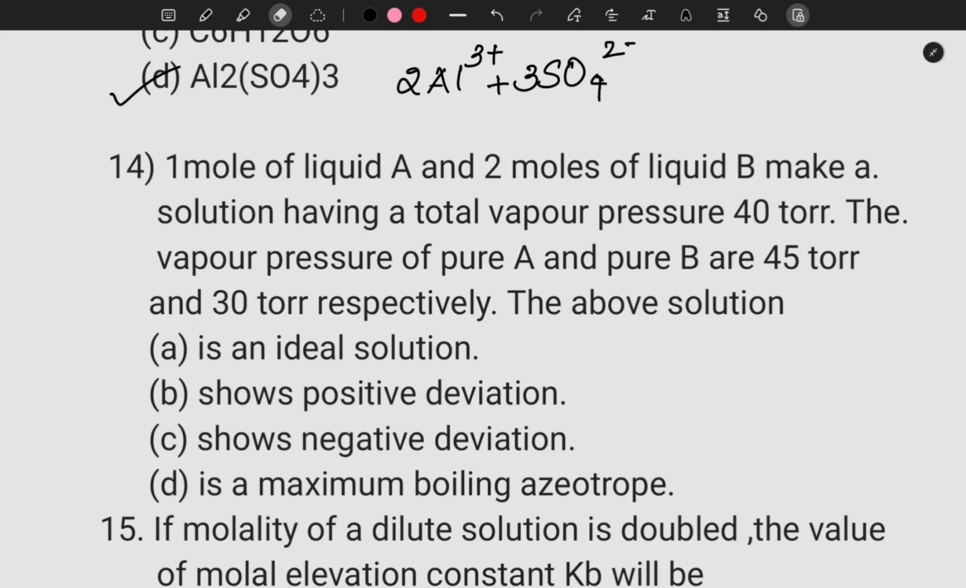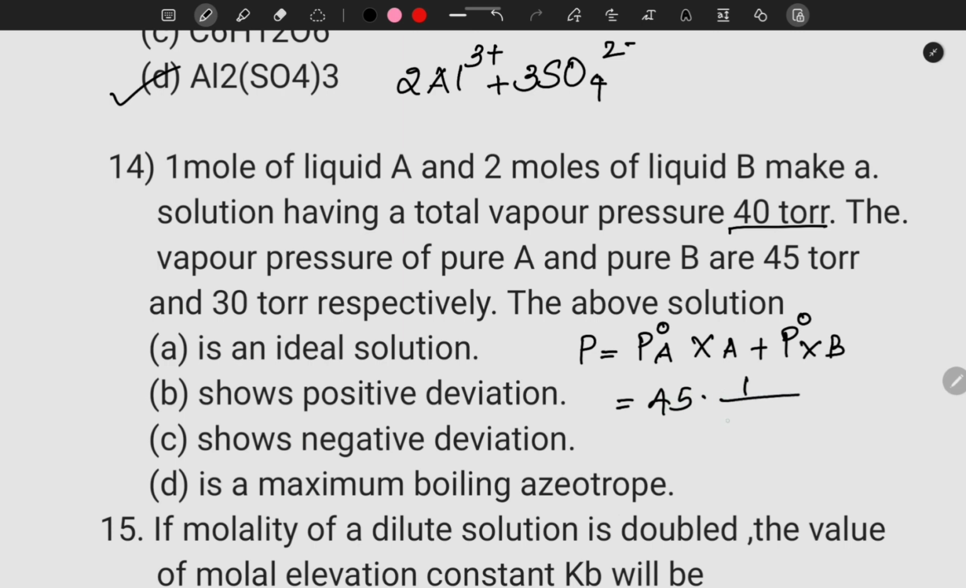Liquid A and 2 moles of liquid B make a solution having a total vapor pressure of 40 torr. The vapor pressures of pure liquids A and B are 45 torr and 30 torr respectively. For an ideal solution, P is equal to P0A chi A plus P0B chi B. Here P0A is given as 45 and the mole fraction of A is 1 out of a total of 1 plus 2, that is 3, plus P0B is 30 and the number of moles of B is 2 out of 3.